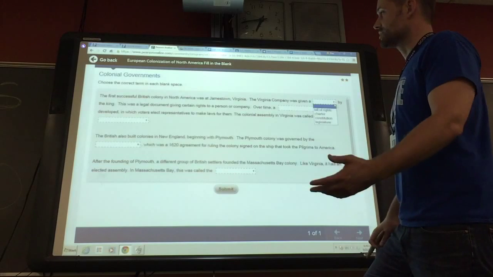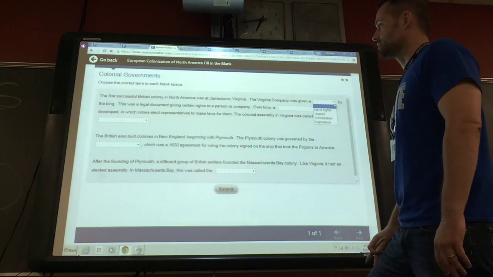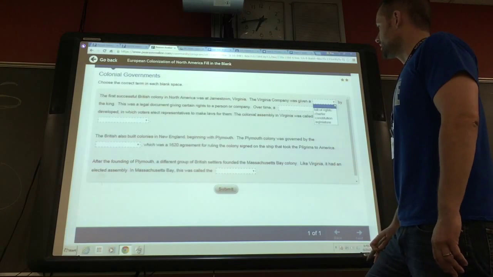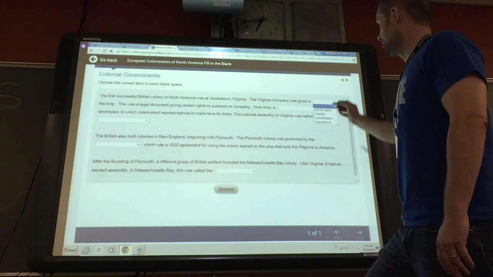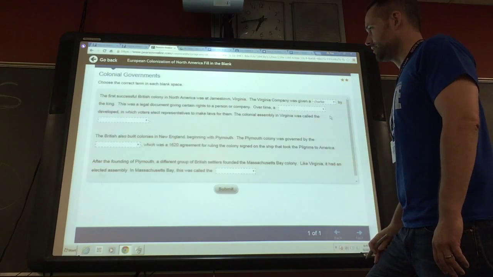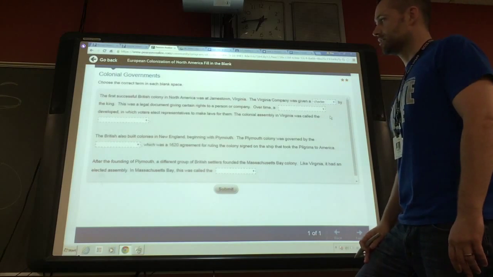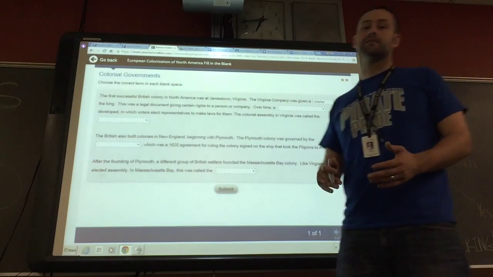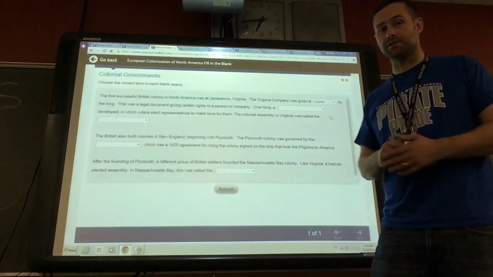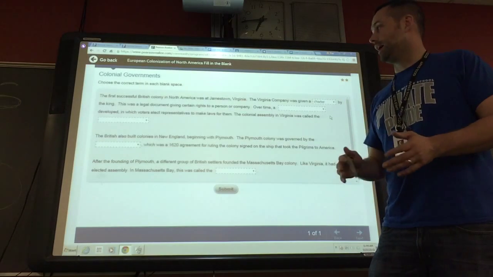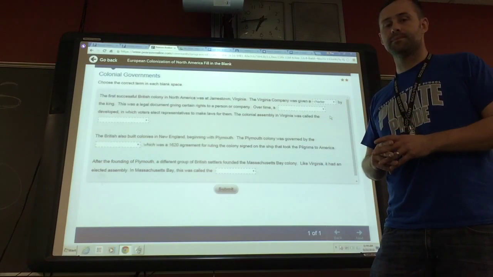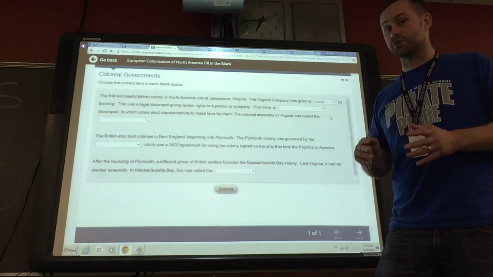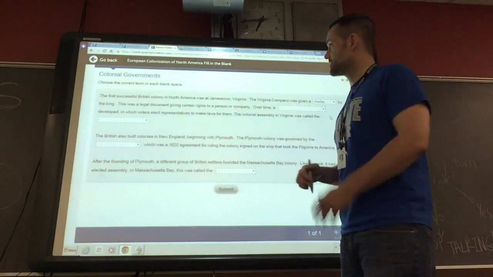So the first one, the first successful British colony in North America was at Jamestown, Virginia. The Virginia Company was given a charter by the king. This was a legal document giving certain rights to a person or company. You may need to go back into the online textbook, or it might be easier to use the paper copy and look up some of these concepts if you're not sure what they mean, and then try to choose the best answer.